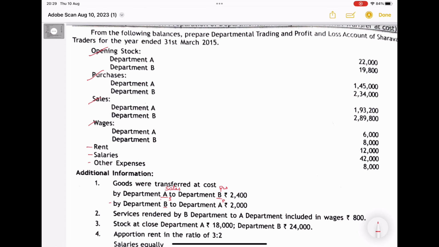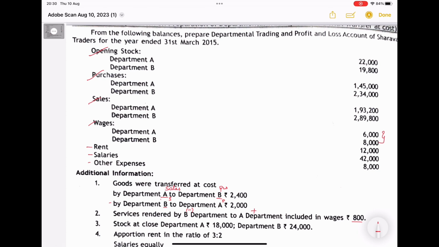Another point they have mentioned: service rendered by B department to A department is included in wages, which means the wages they have mentioned here include a certain kind of service. So we have to add it for one department and deduct it from another department. We are going to add it for department A and deduct it from department B, since the service was rendered by department B.